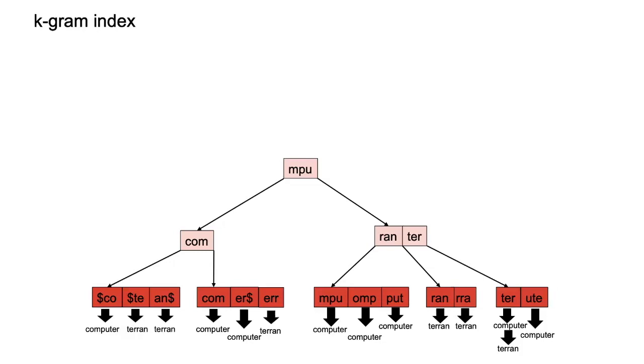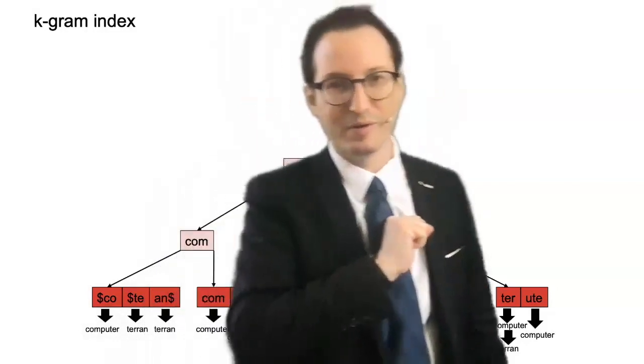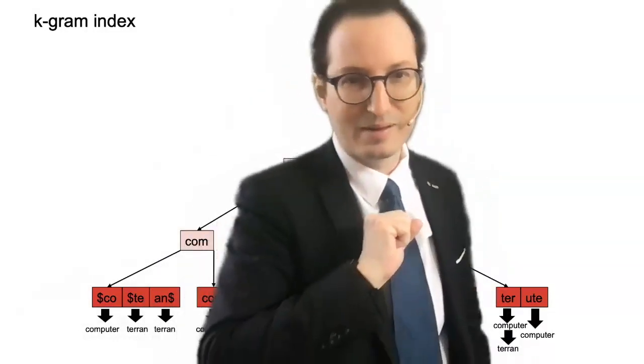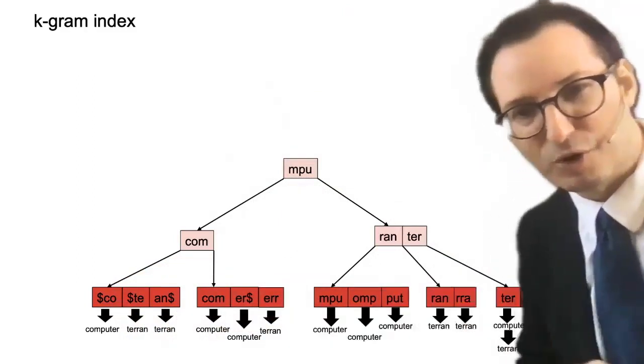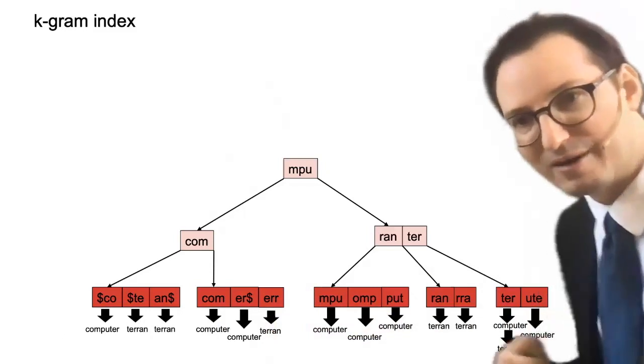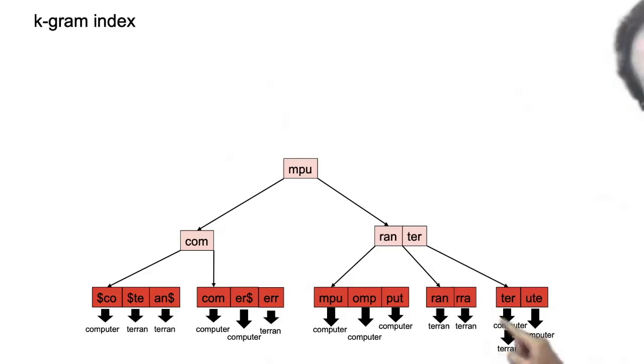So you can see, for example, COM is a 3 gram of computer. ERR is a 3 gram of Terran. TER is a 3 gram of both computer and Terran, right? So that could be, for example, a singly linked list. So every k gram is associated with the list of terms that contain this k gram. This is called the k gram index. Who is with me? Okay.